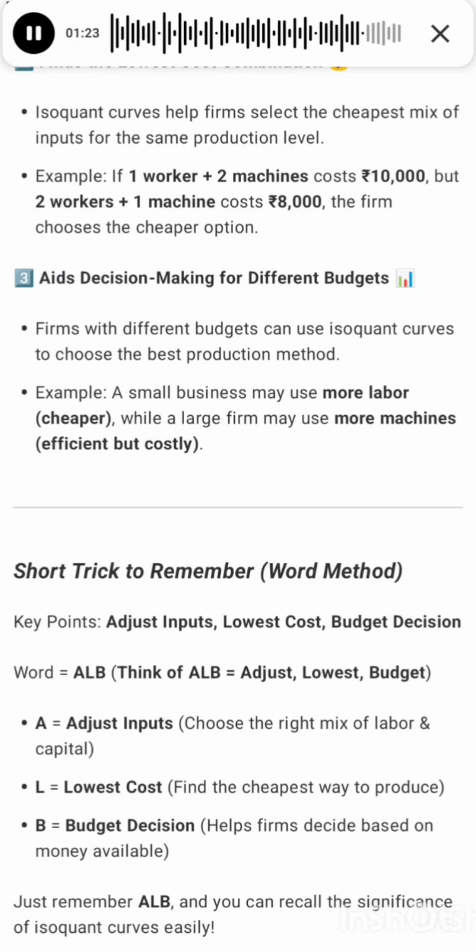L equals lowest cost, find the cheapest way to produce. B, budget decision, helps firms decide based on money available. Just remember ALB, and you can recall the significance of isoquant curves easily.